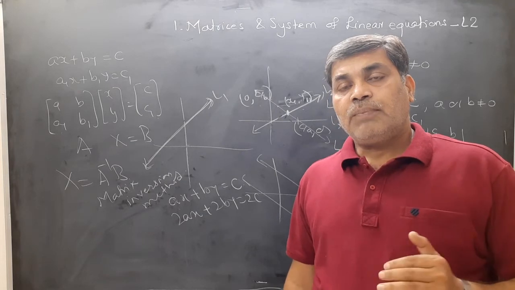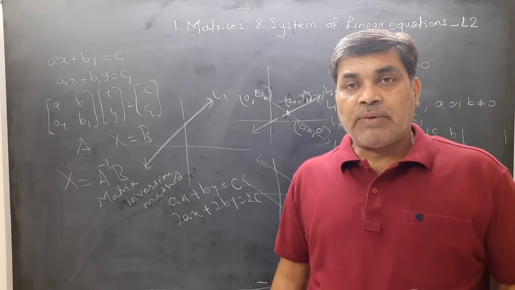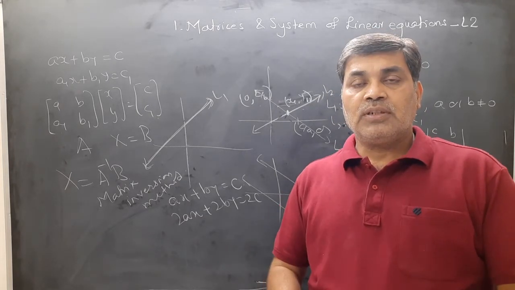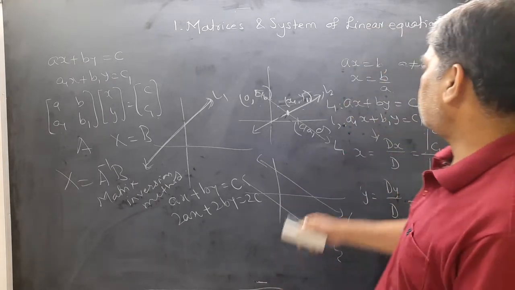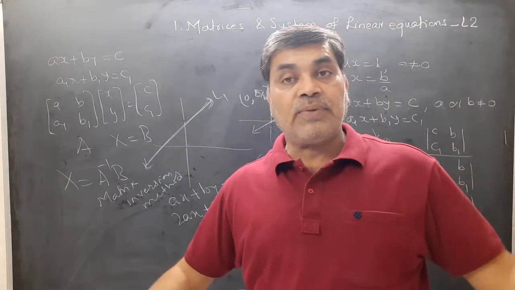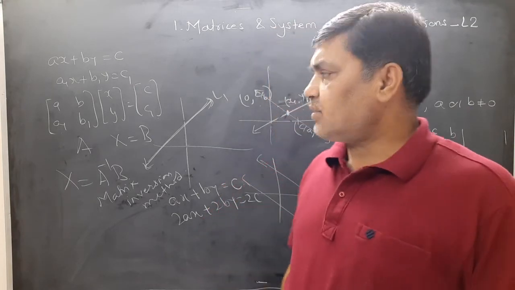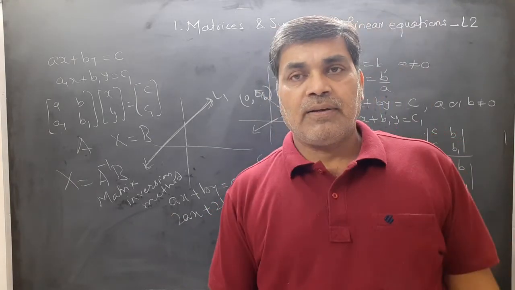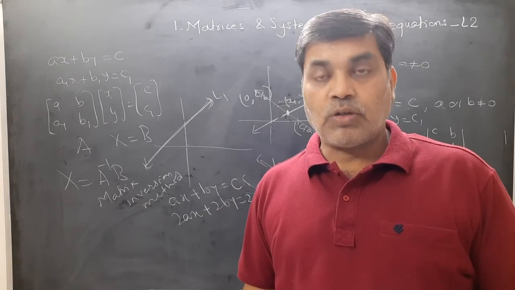If I have 5 equations in 4 unknowns, or 5 equations in 10 unknowns, then how do I solve the system? Or just a single equation ax plus by is equal to c. That equation has infinitely many solutions. In that case, it is impossible to apply the matrix inversion method or Cramer's rule.